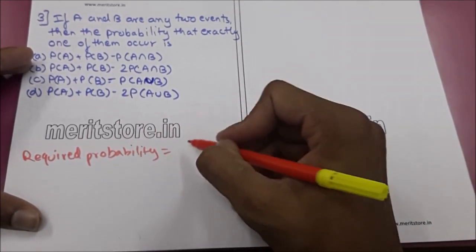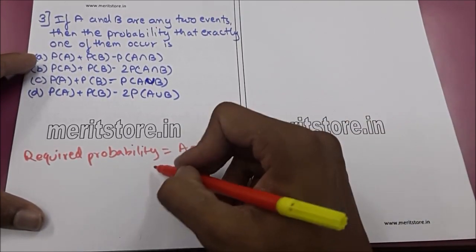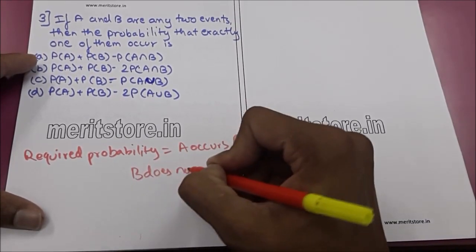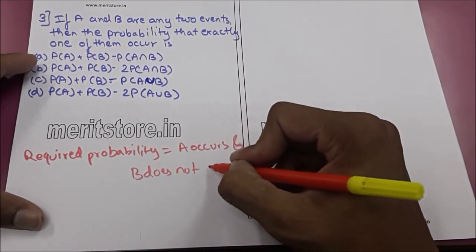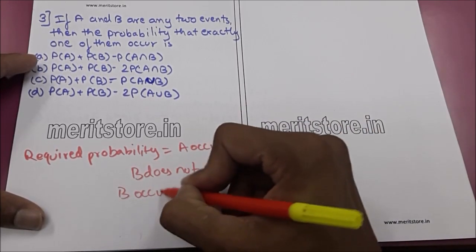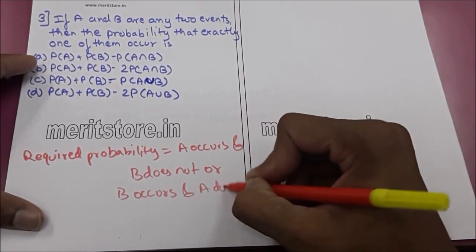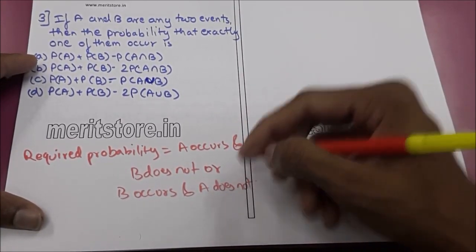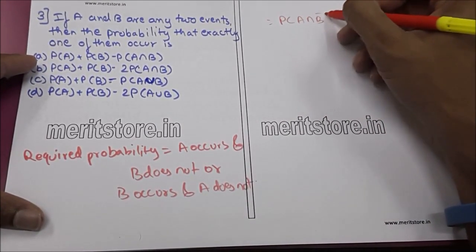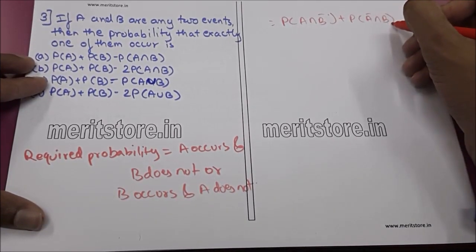is equal to A occurs and B does not, or B occurs and A does not. So we can write it as P of A intersection B bar plus P of A bar intersection B.